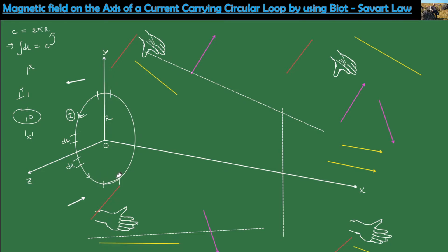Then if dl is the length of that conductor, this is our current element. When the current is moving in this direction, the direction of our current element will be in this direction. Let dl be the length of that element. We will represent these elements in this direction. This will be our current element directed in that direction, I dl. And from here also this will be the direction of our current element.